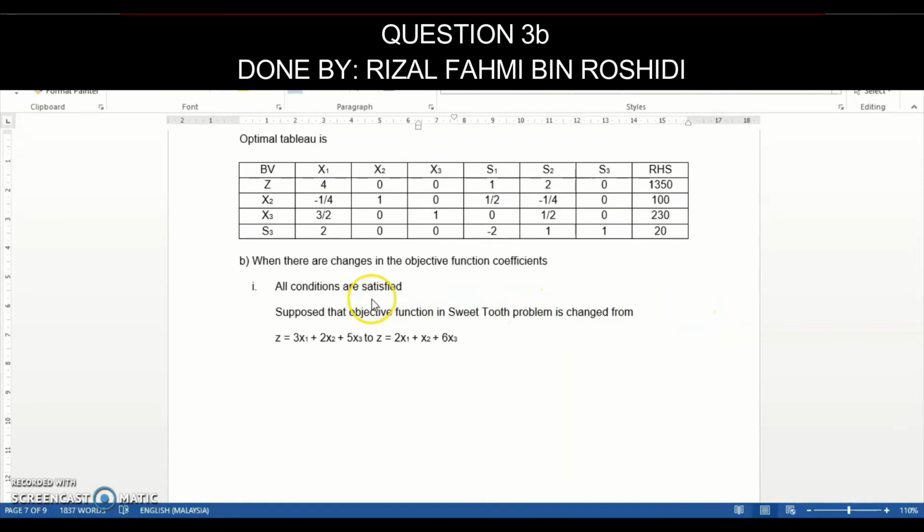Assalamualaikum and a good day everyone. So I'm going to continue with the second problem in question 3 part B, which is when there are changes in the objective function coefficients.